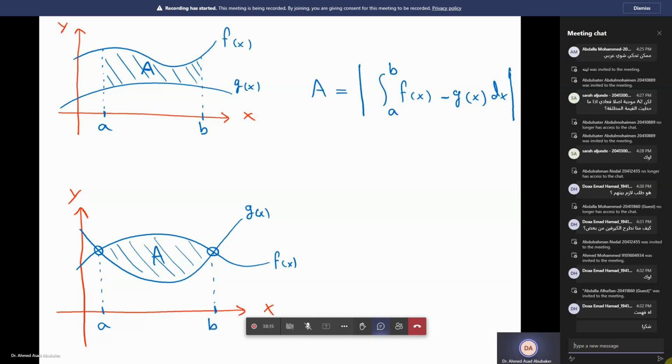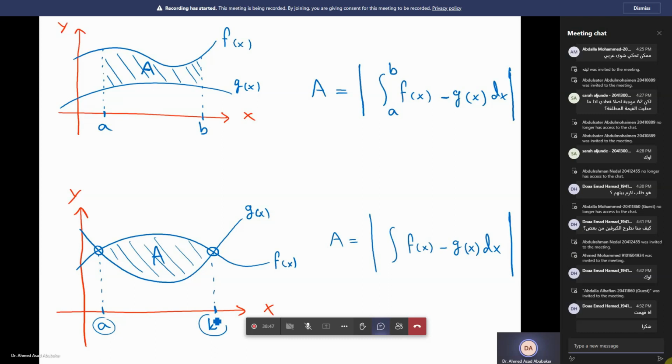إذن السؤال بطلب وجد المساحة المحصورة أو المغلقة ما بين F and G، لكن ما بقول لي from A to B. Okay, so the area equals, برضو نفس المبدأ، الانتجرال F of X minus G of X dx, but we need to find the A and B.